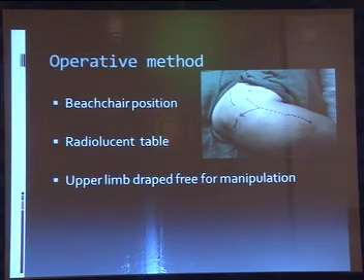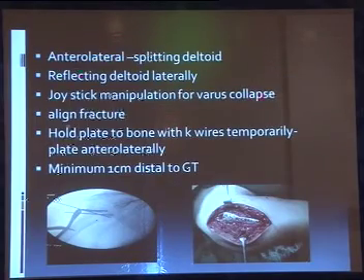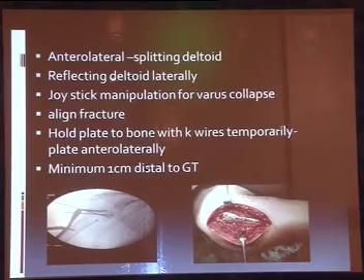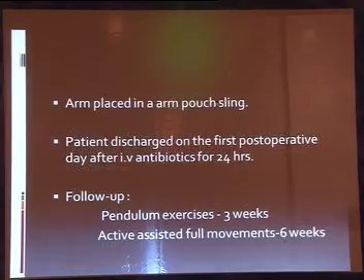For the operating method, the patient was put in a beach-chair position on a radiolucent table. The arm was draped free for manipulation. With the anterolateral deltoid-splitting approach, the deltoid was reflected laterally, and with joystick manipulation, the valgus collapse was reduced. The fracture was aligned, and the plate was held temporarily with a K-wire, and then fixed with screws. A minimum of 1 cm of distance was maintained from the plate to the greater tuberosity to prevent impingement.